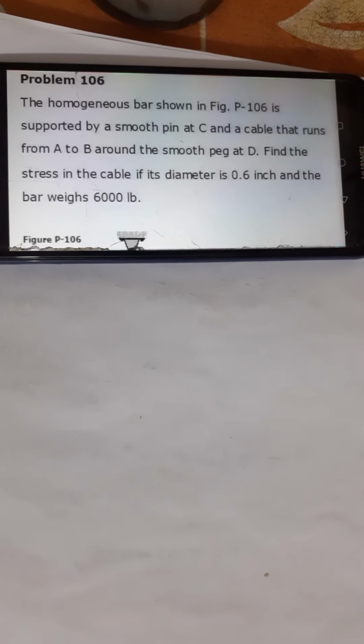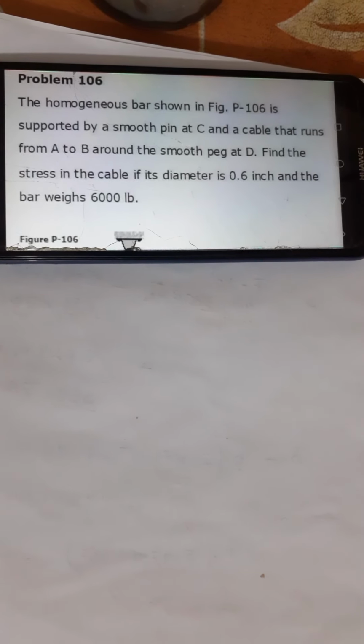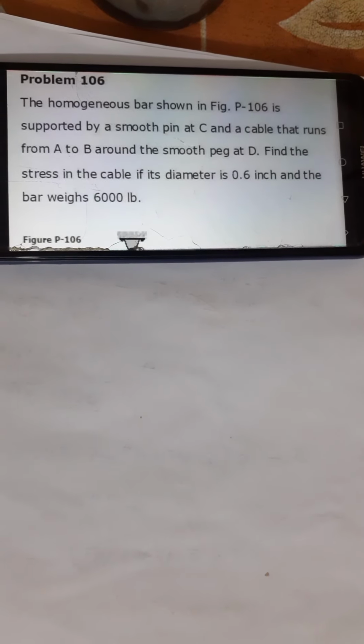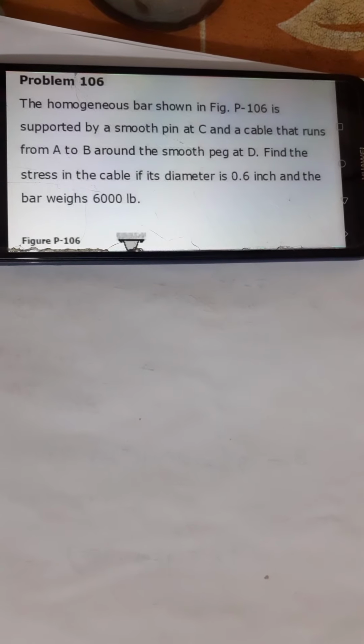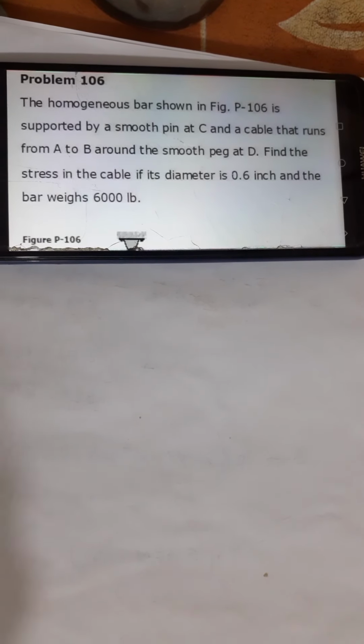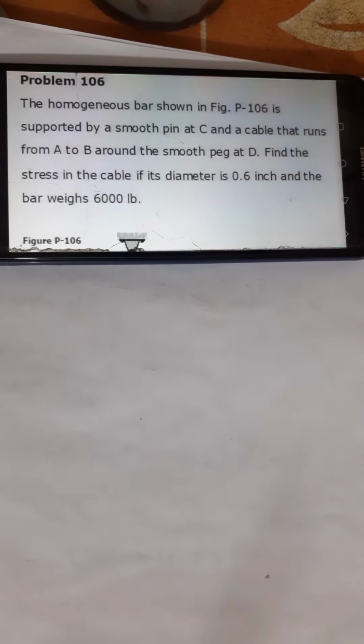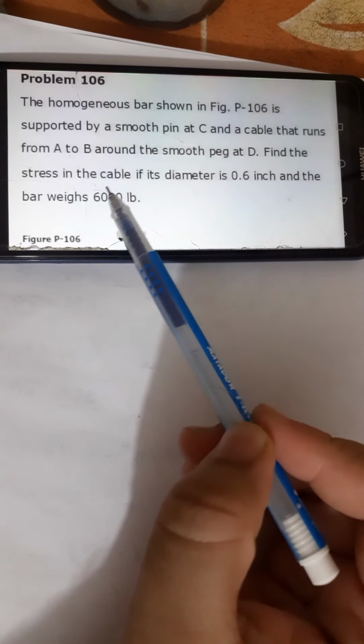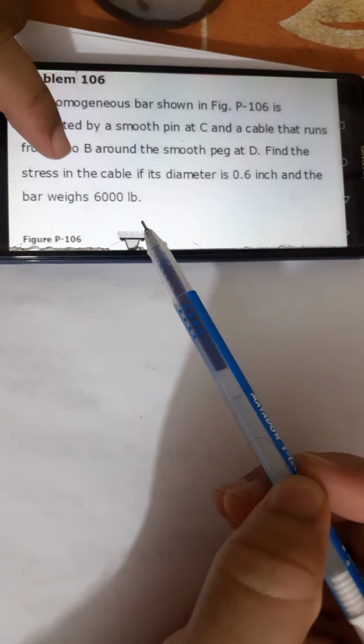The homogeneous bar shown in figure 106 is supported by a smooth pin at C and a cable that runs from A to B around the smooth peg at D. Find the stress in the cable if its diameter is 0.6 inch and the bar weighs 6000 pound.